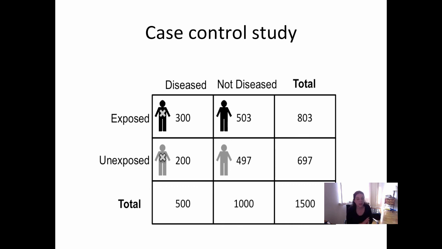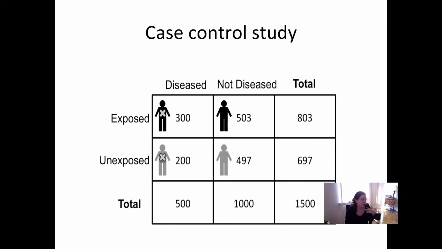So risks in general are not estimable in case control studies when we decide a priori how many diseased and non-diseased people there will be. All we can estimate then is the probability of exposure among the diseased.